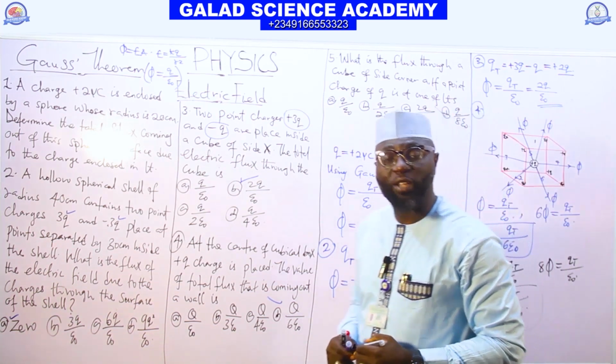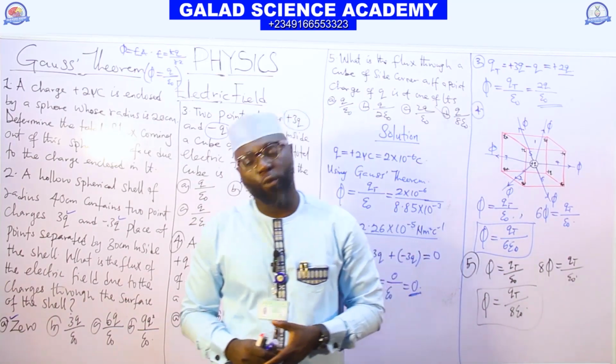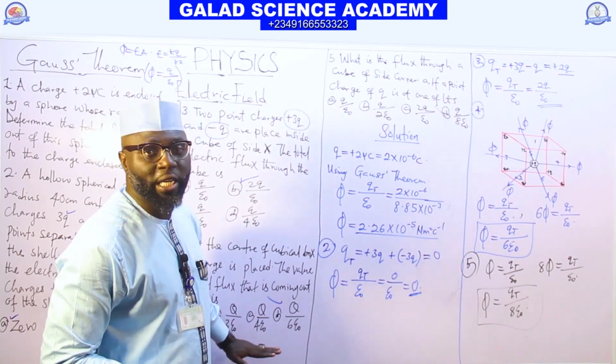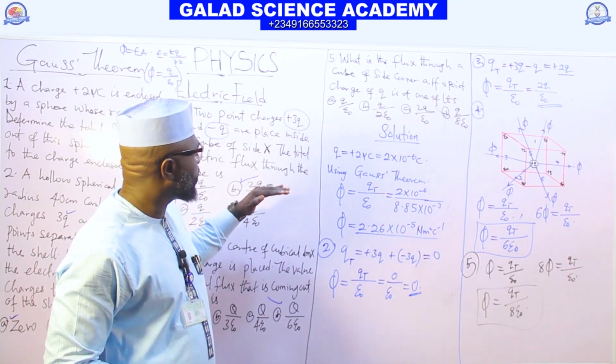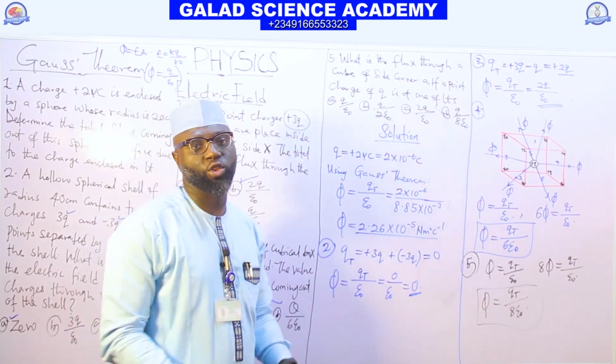So if the charge is placed at a corner in a cube, it differs from when a charge is placed at the center of a cube. That is all about the application of Gauss's theorem in a multiple choice question.